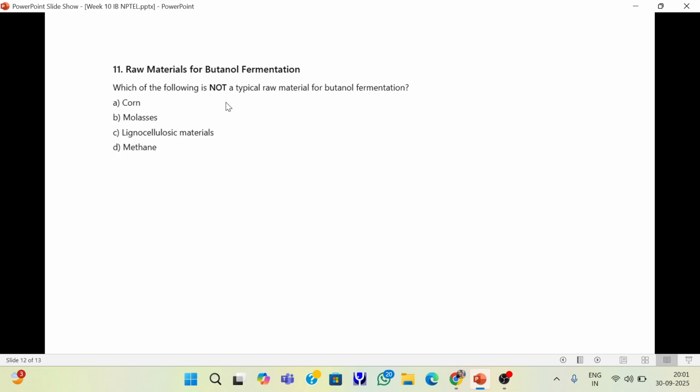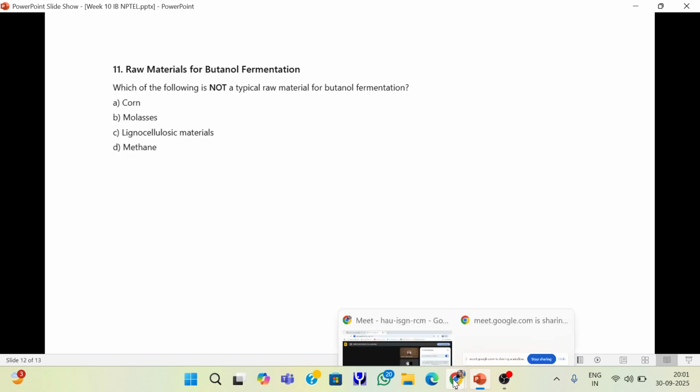Which of the following is not a typical raw material for butanol fermentation? Corn, molasses, lignocellulosic materials, methane. Start answering.